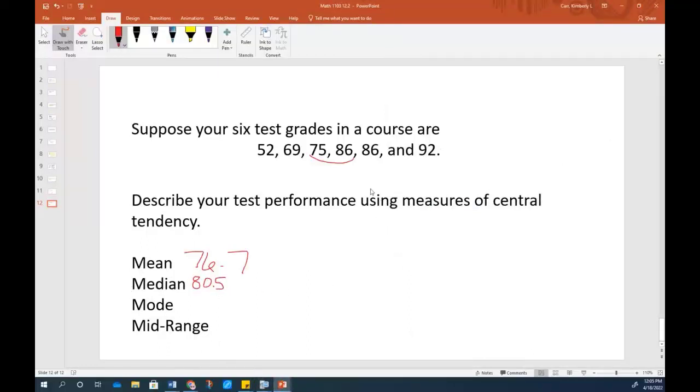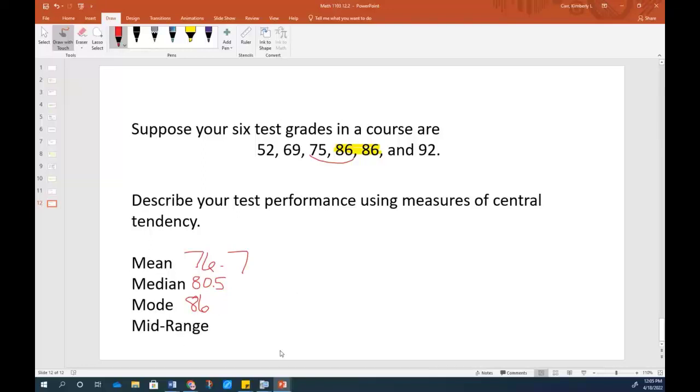Now the mode is the score that appears most often. A mode does not have to exist. If you had made a different score every single time, there would be no mode. But here I see that an 86 is twice. So the mode is an 86.